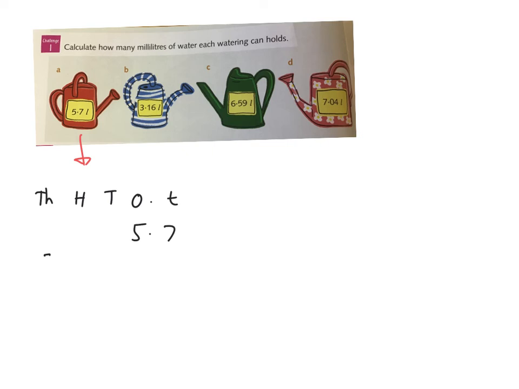So the 5 has moved into the thousands house, 1, 2, 3. The 7 follows it, and we fill in any blanks with zeros as placeholders. We don't need to do a 0.0 because that doesn't mean anything. There are no numbers after the decimal point. So 5,700 millilitres. When we're changing from litres to millilitres, we multiply by 1,000.